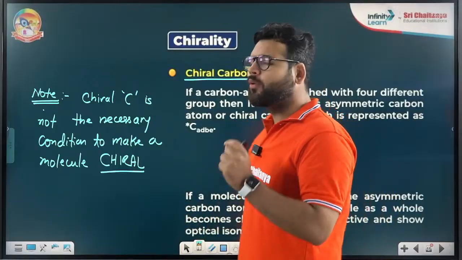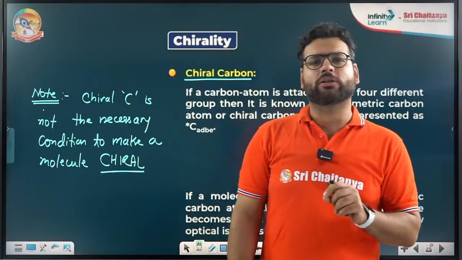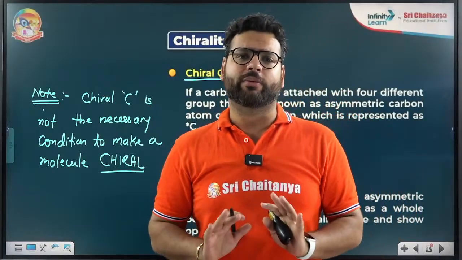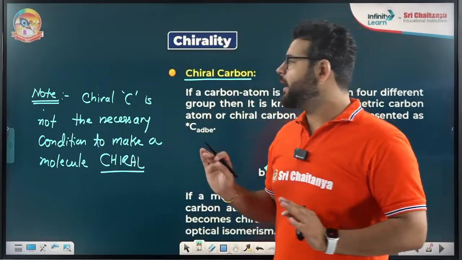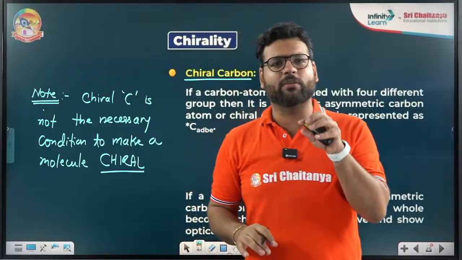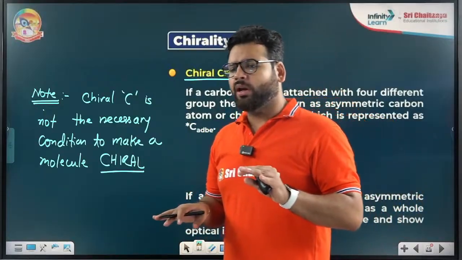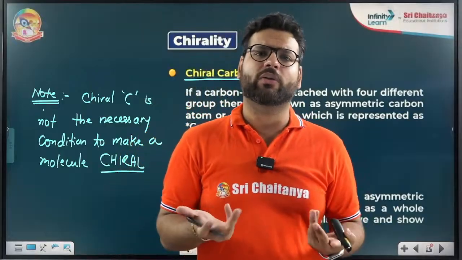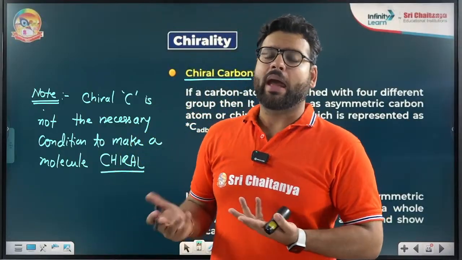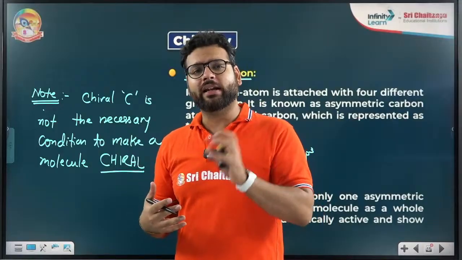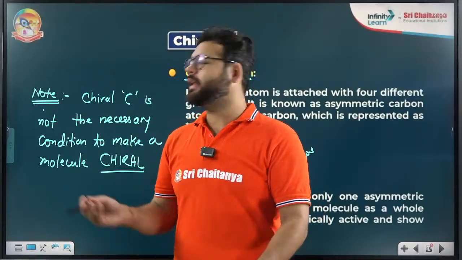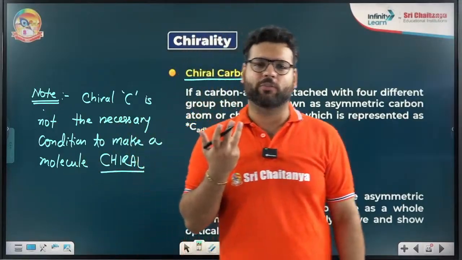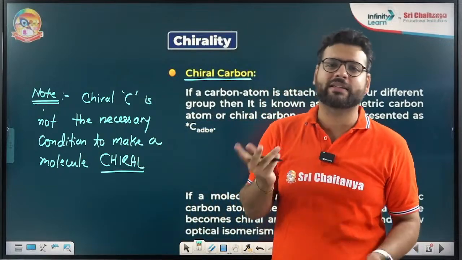Same way, there are a few molecules which are chiral molecules, but they do not contain any chiral carbon. So remember it. Having a chiral carbon does not necessarily mean that the molecule will be chiral. If there are 2 chiral carbons, there might be a plane of symmetry which can make the molecule achiral. And there are a few molecules which are chiral but still do not contain any carbon which is sp3 with 4 different groups. Both the sentences are correct.